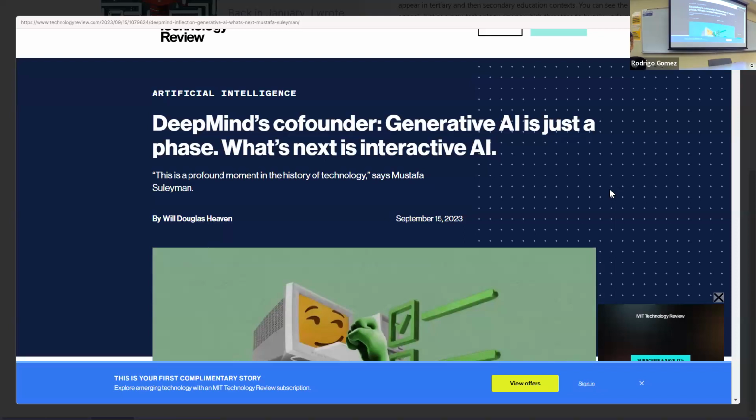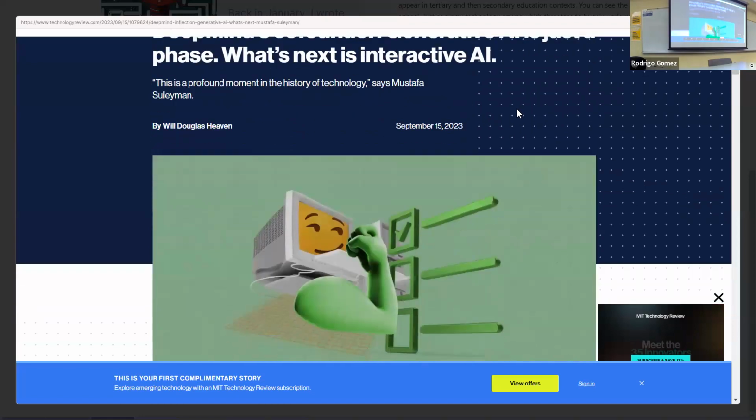DeepMind's co-founder says generative AI is just a phase. What's next is interactive AI. So the idea that right now we are doing this generative AI thing, get to really know this, because what comes next is more powerful than that. It's more autonomous than that. It's agents that can do your bidding, or little mini chatbots like the ones we talked about last time. So the point is it's evolving already beyond just generative AI for our use cases too. So we need to really stay ahead of this conversation.